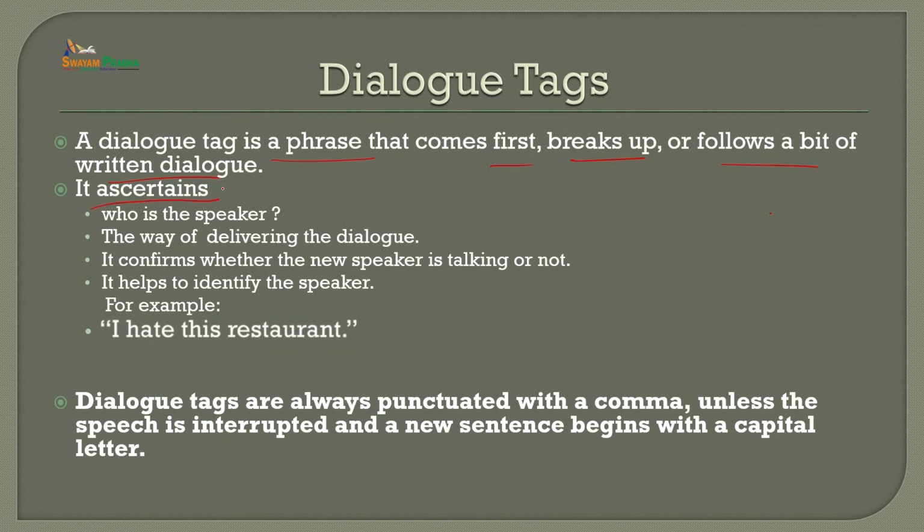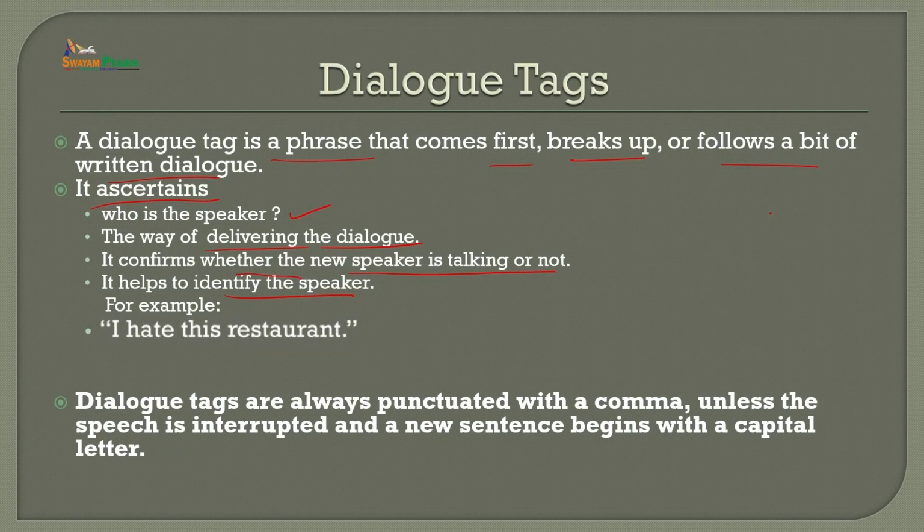Now, further we will come up with some examples. Now, what is the use of these dialogue tags? Who is the speaker? It will tell you about the speaker's identity. Second, you must know the way of delivering the dialogue. How is he trying to deliver the dialogue, which is very important, the way. And then you must confirm whether the new speaker is talking or not. If the first speaker has completed, the new speaker will start speaking after that dialogue tag. Many times it happens, and it helps to identify the speaker, which is very important. You can identify who is speaking, is it A, B or C, clear? So, you must keep that in mind.